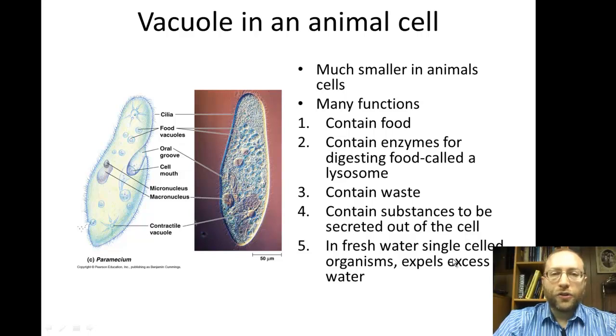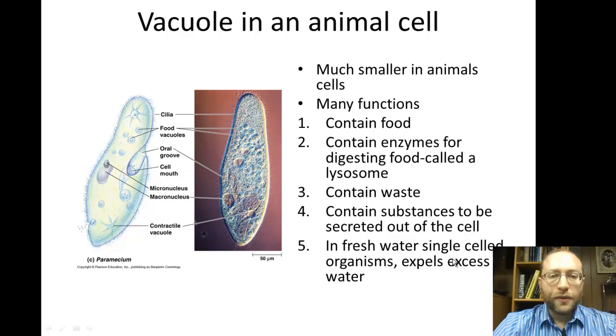The vacuoles also contain waste, which is then excreted out of the cell, and there can also be substances that are secreted out of the cell, like hormones would be secreted out. Nerve cells also contain substances that are secreted out and then go from one nerve cell to the other, and that allows the message to be sent down the nerve.